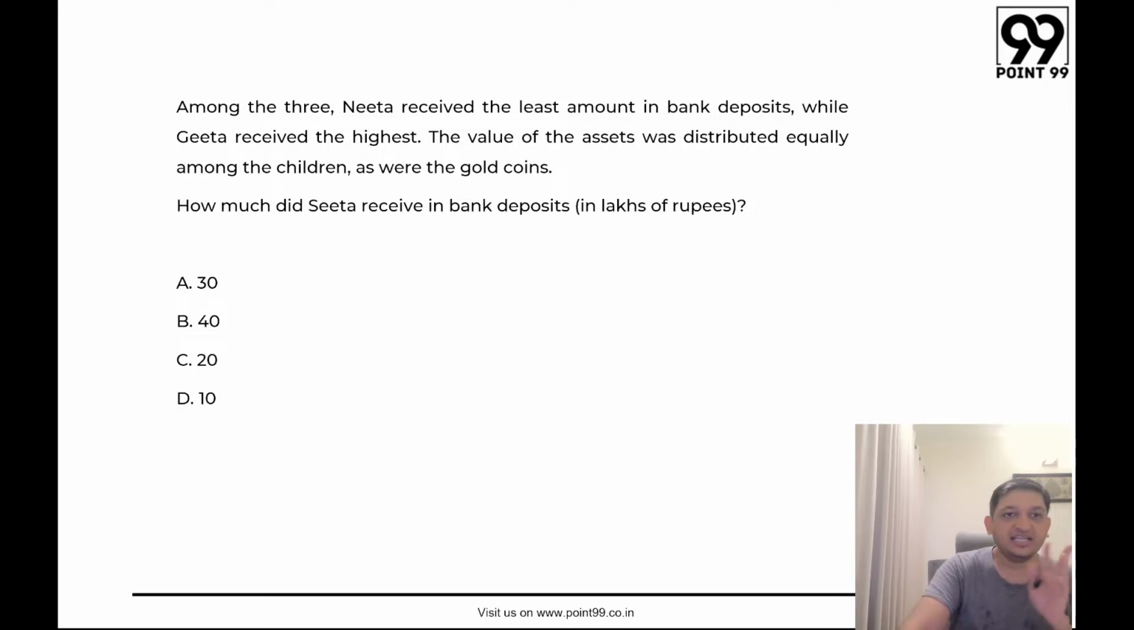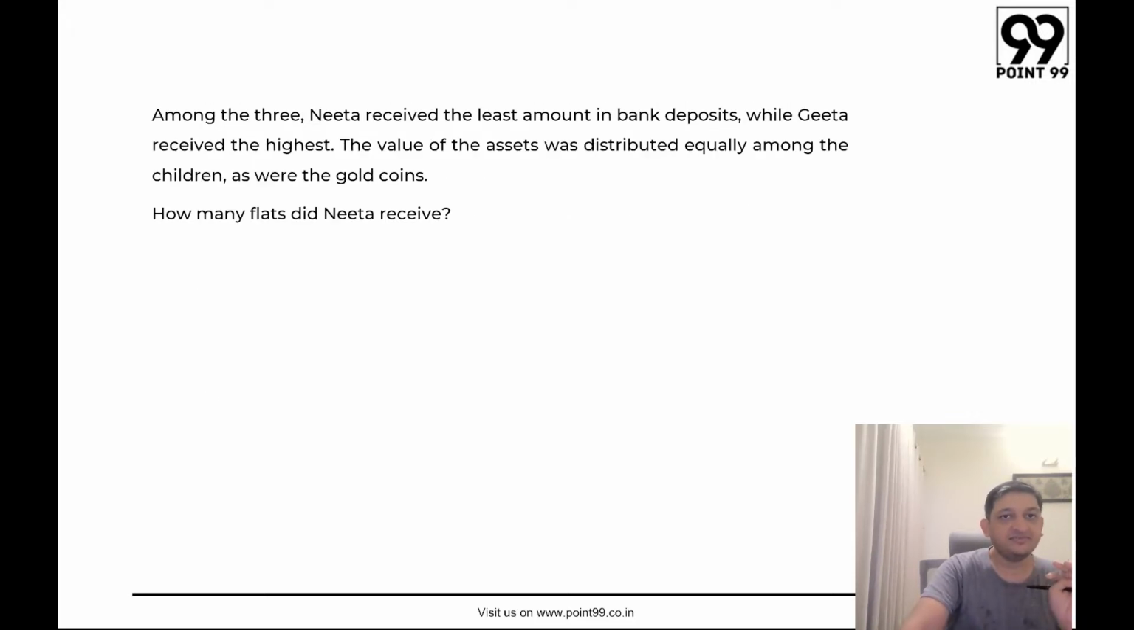Now then there are the questions, right? So first question है, among the 3, Neeta received the least amount in bank deposits and so on and so forth. How much did Sita receive? Similarly, this time remains the same. How many flats did Neeta receive? That is the second question.